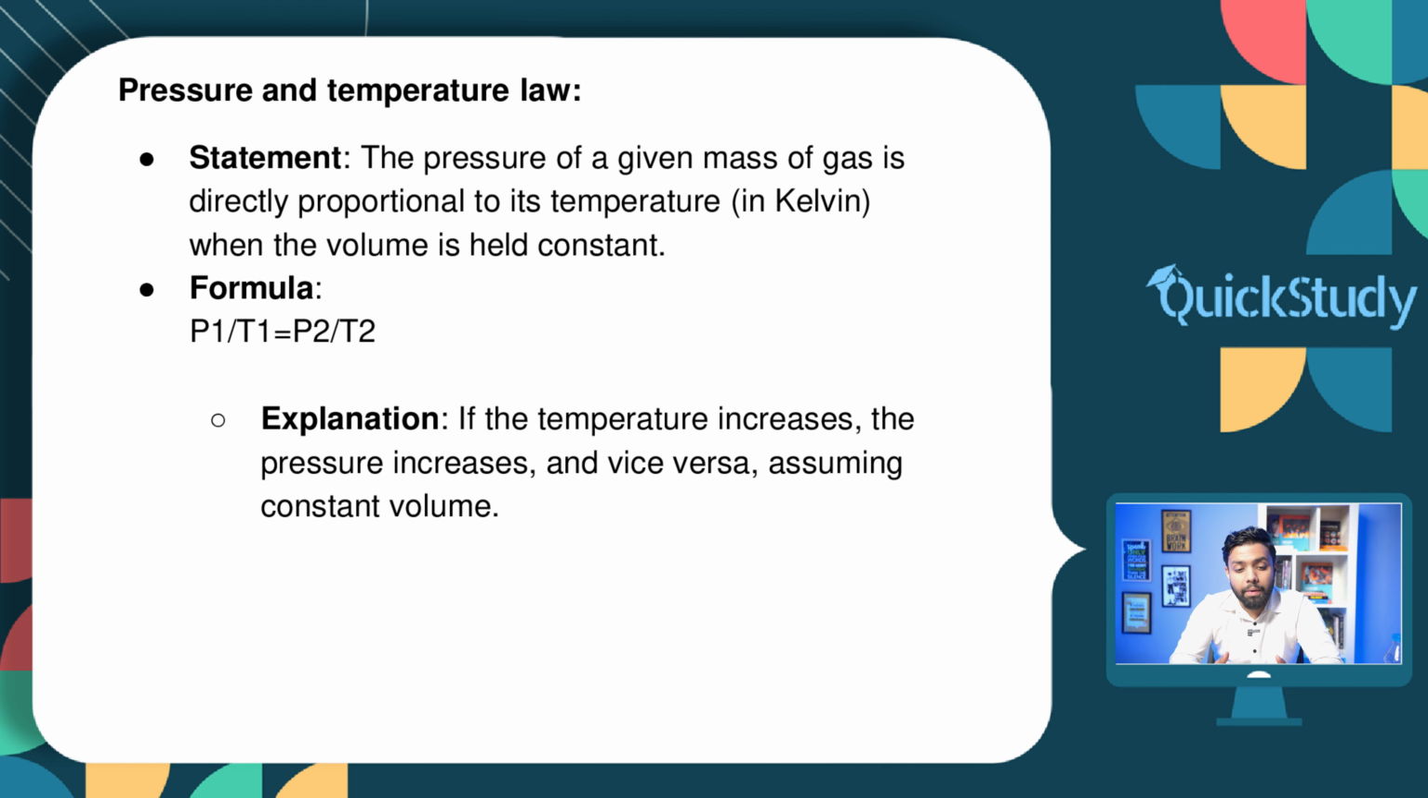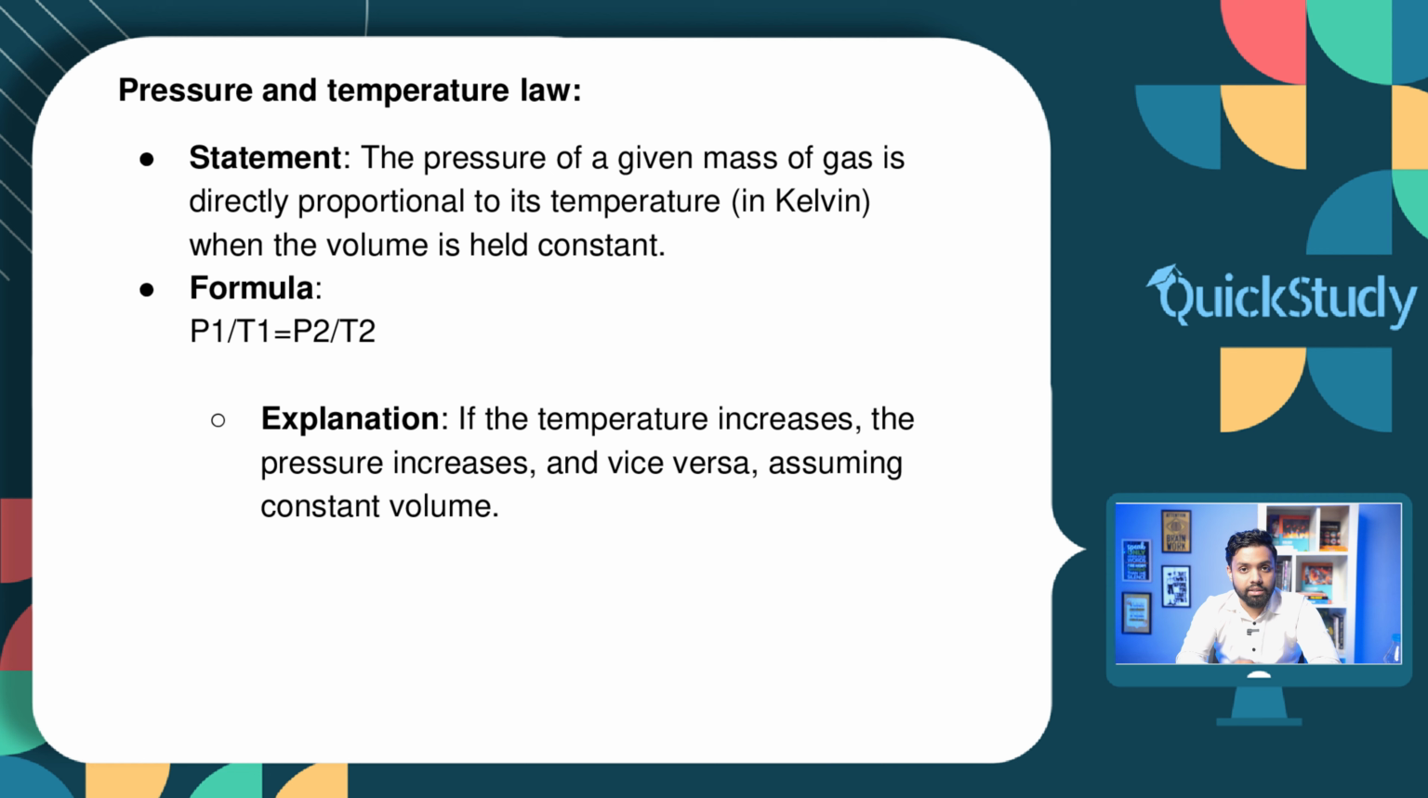There's another formula which basically connects pressure and temperature. This law states that the pressure of a given mass of gas is directly proportional to its temperature in Kelvin, considering that the volume is kept constant. So we have a formula for this, which is P1 divided by T1 is equal to P2 divided by T2. Here P is the pressure and T is the temperature. This is the initial pressure and temperature, and that is the final pressure and temperature. The explanation of this is basically if the temperature increases, the pressure also increases and vice versa, assuming that the volume is kept constant.